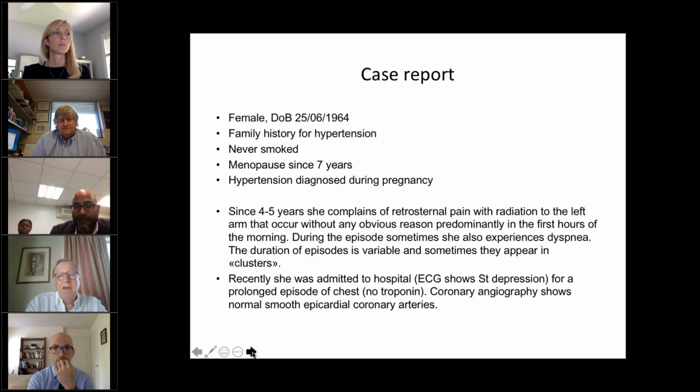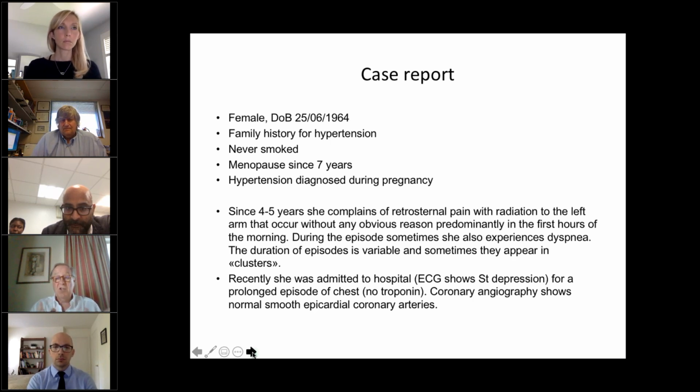For the past 4 or 5 years, she complains of typical retrosternal pain with radiation to the left arm that occurs without any obvious reason. So it's not triggered by physical activity. The pain predominantly occurs in the first hour of the morning, which is also a feature typical of vasospastic angina. During the episode, sometimes she also experiences shortness of breath, dyspnea. The duration of the episode is variable, and sometimes they appear in clusters. So she can experience 2, 3, 4 episodes, one after the other, particularly in the first hour of the morning.